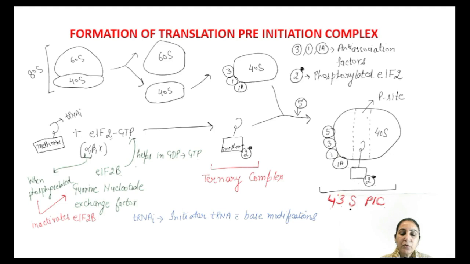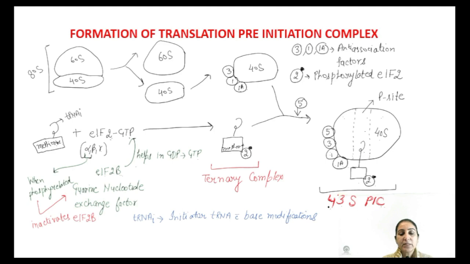So this whole thing, the 40S subunit combined with initiation factors 5, 3, 1, 1A and the ternary complex, is known as the 43S pre-initiation complex. These two subunits, that is 60S and 40S of the 80S ribosome, have three sites present in them. One is the P site, another is the A site and the other one is the E site, that is the peptide site, acceptor site and exit site. So this ternary complex goes and binds with the P site present in the 40S subunit of the 80S ribosome.